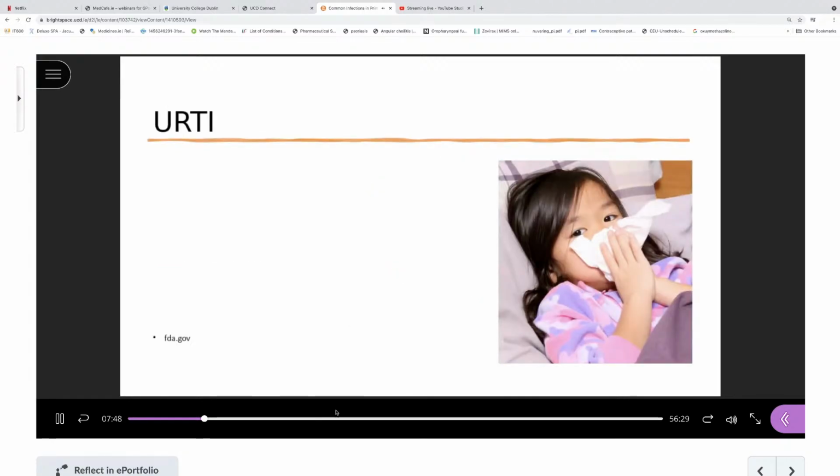So I'm starting with upper respiratory tract infections, and this little girl with her runny nose most likely has a common cold. I'm not going to deal specifically with COVID in this talk, as that is being dealt with elsewhere in another lecture, but we really can't go through a talk on infections without mentioning how COVID has changed things.